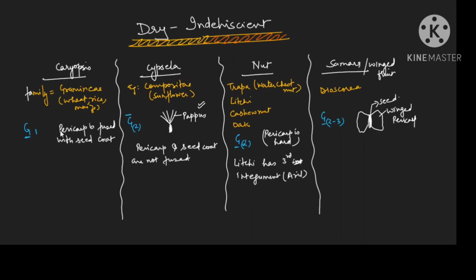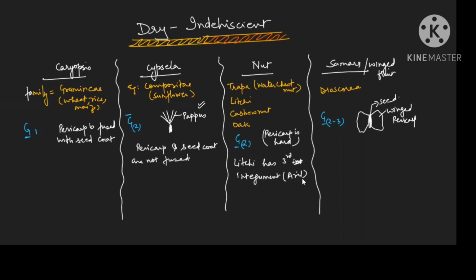Now, when you think of the nut, think of the lychee, cashew nut, Trapa. Trapa is also known as water chestnut. In Hindi, we call it singhada. Here, the pericarp is hard, and in lychee, instead of two integuments, it has a third integument, and the third integument is aril. Again, it is a very important PMT question. The edible part in lychee, they can give you options: one integument, two integument, third integument. So your answer will be third integument, or they will give you the name of that third integument. We call it aril, A-R-I-L. That is the edible part.